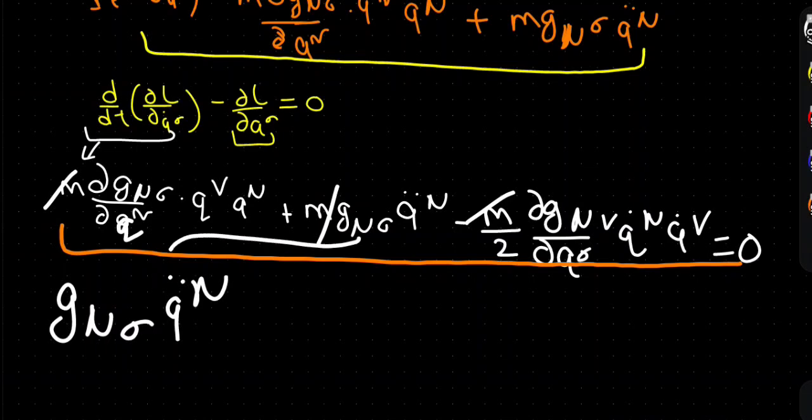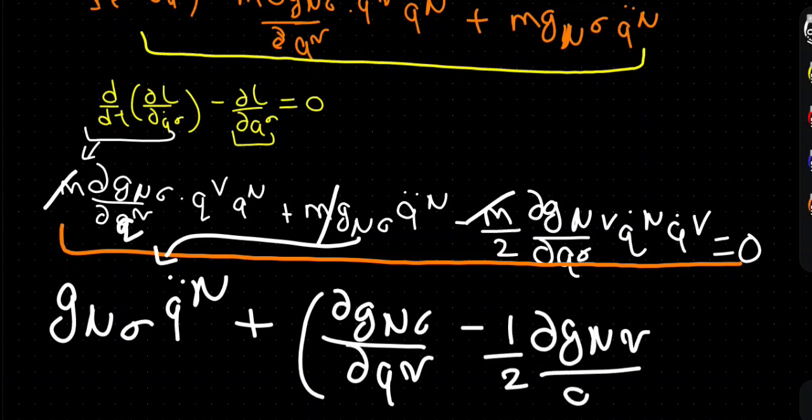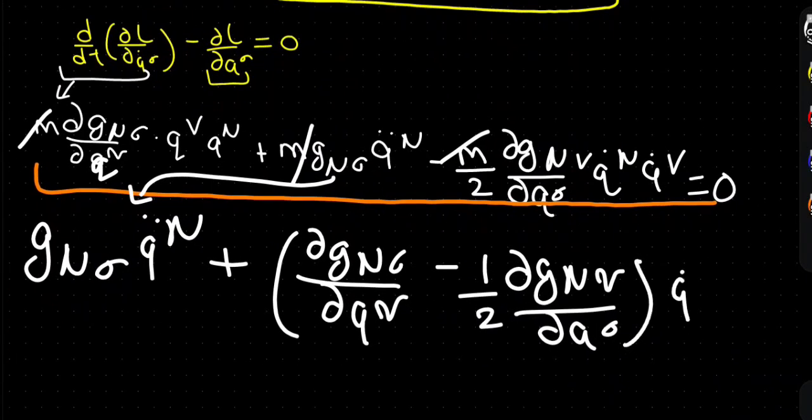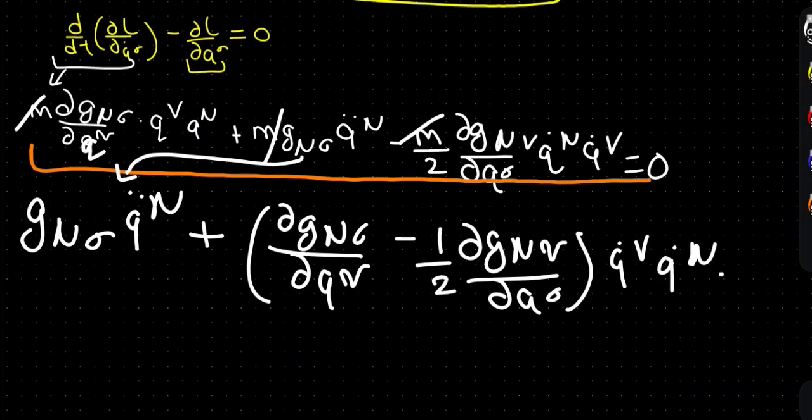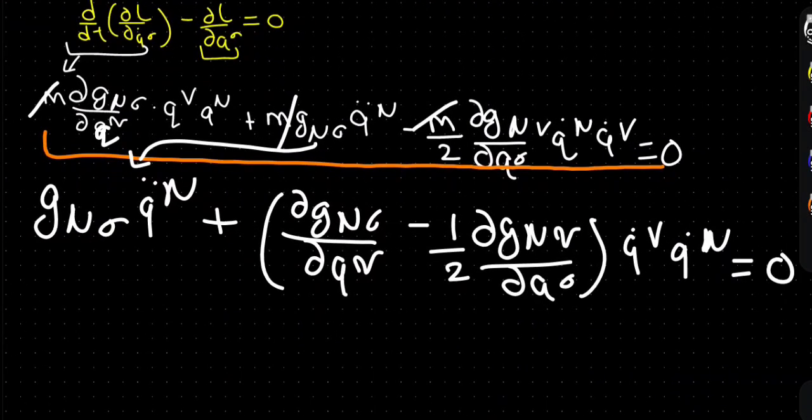This term I am writing here. And let's say common. So plus, here it will be del g mu sigma by del q mu minus 1 by half del g mu nu divided by del q sigma. This is our term, and here q dot nu q dot mu, and this is of course equal to 0. So this is the whole equation that we have written.